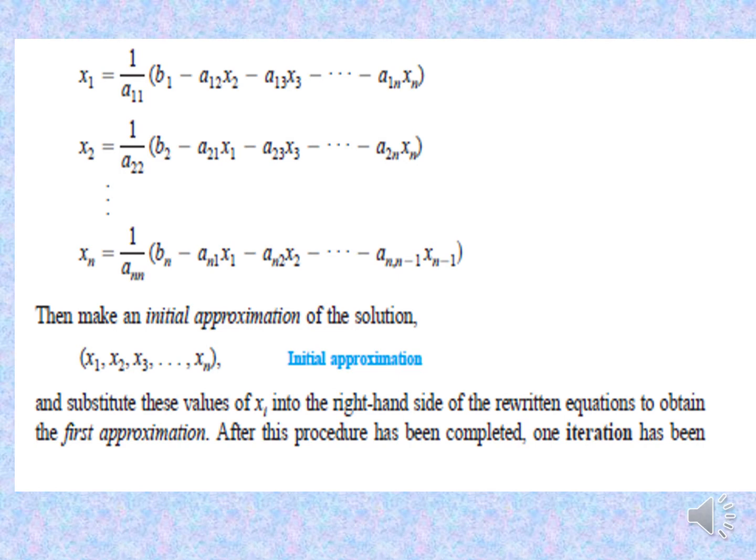Now we start with an initial approximation. We take some initial guess for the values of x1, x2, x3 up to xn, and we substitute all these values on the right hand side. First we calculate x1, then x2 up to xn. Once we calculate all the values, our first iteration is over. Then we start from the first equation again and get the second iterated value, till we reach xn. Once the second iteration is over, we do the third and so on, till we reach the desired accuracy.